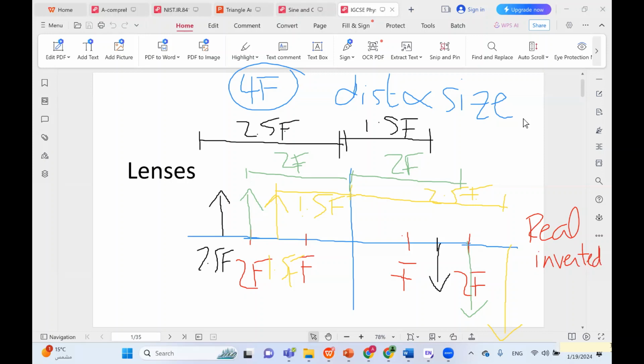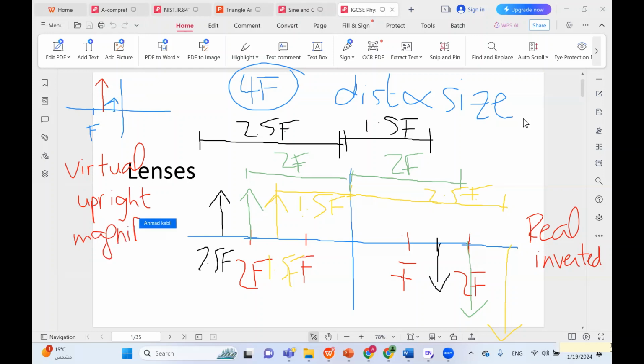We have one final case. Let's draw a new lens. We have f here. What if the object was at a distance less than f. So this is the object. So the image is going to be magnified, but it's going to be virtual. So it's going to be virtual, and it's going to be upright, and it's going to be magnified. So this is the fourth case you need to know about.